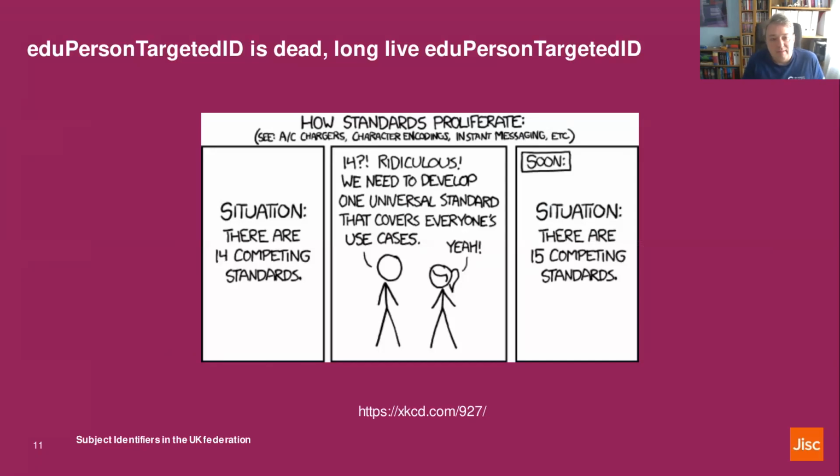So yeah, eduPersonTargetedID is dead. Long live eduPersonTargetedID, because you can't just move from one standard to another. There are competing standards. You introduce a new standard, and it doesn't remove all the previous standards. You now have more. Think of AC chargers, and I think this was pre-USB connectors, but we'll add USB connectors to that one as well. And now we can add subject identifiers to that.